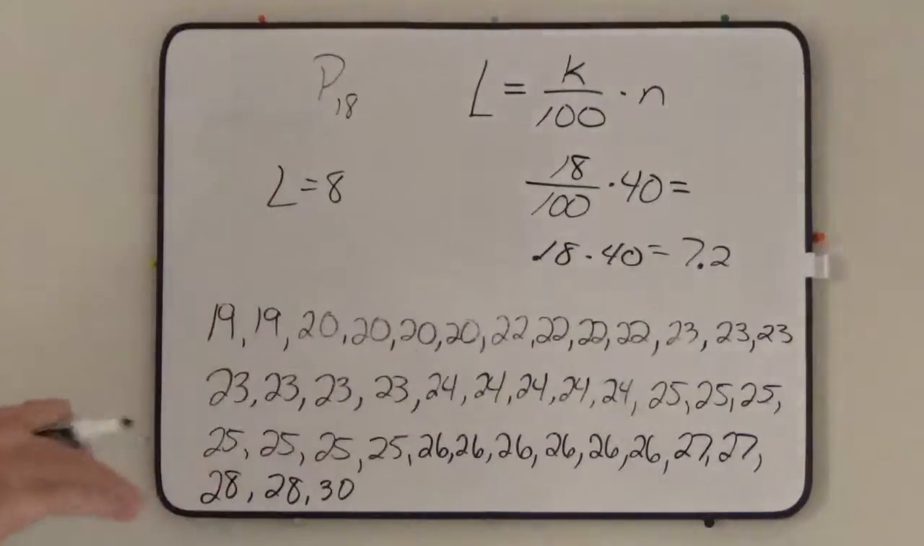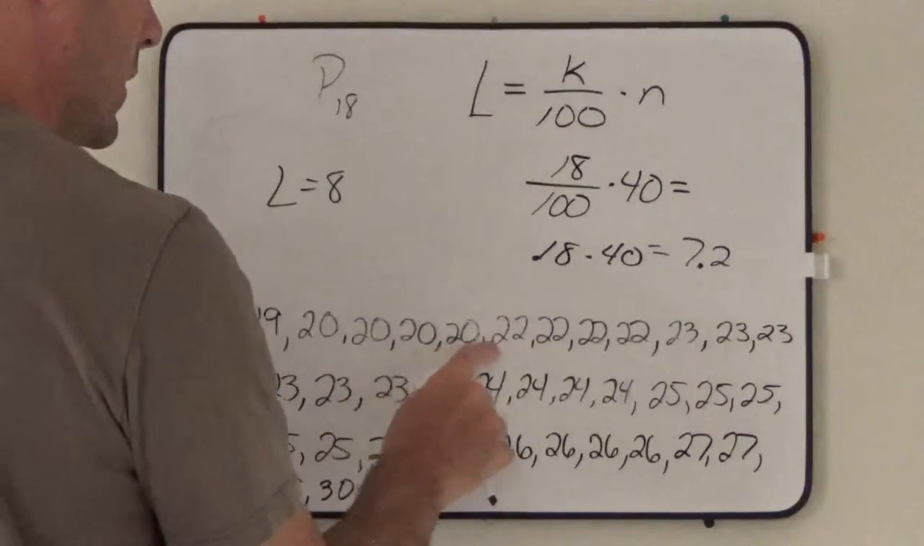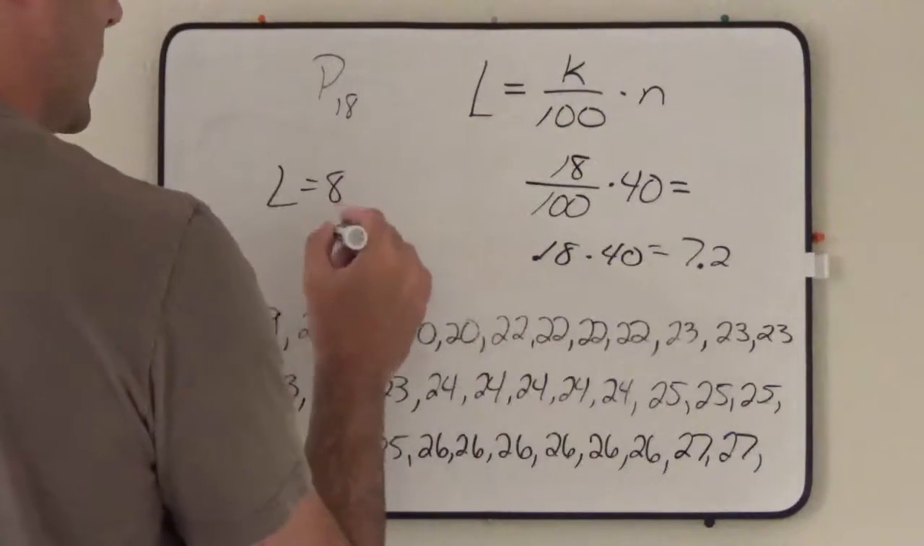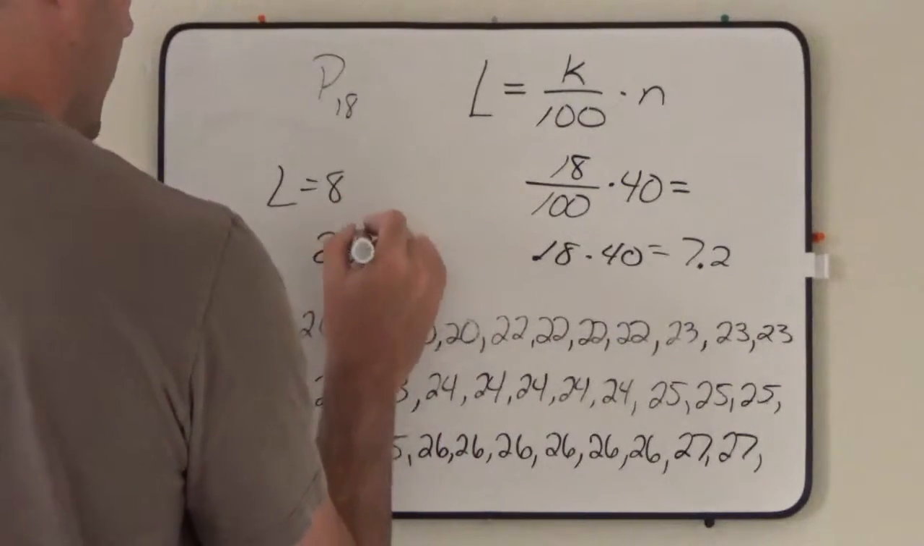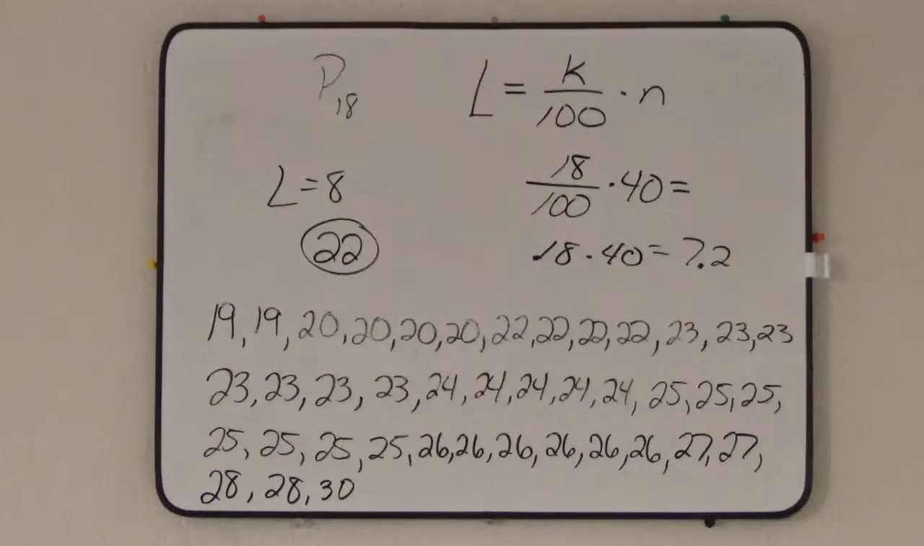Now that doesn't tell me the value, that just tells me I'm going to the position number 8. 1, 2, 3, 4, 5, 6, 7, 8. That position is 22. 22 is the 18th percentile. Okay? So I could write P of 18 equals 22, and that would be my answer.